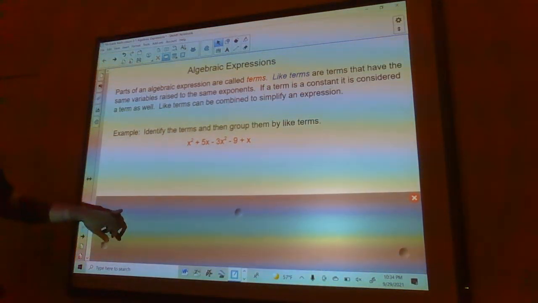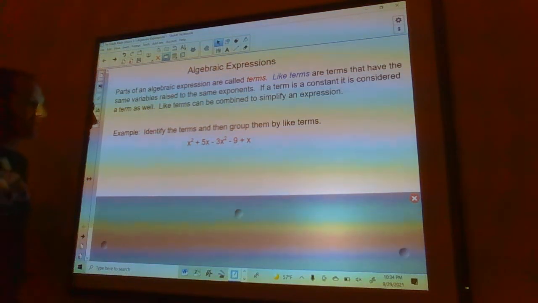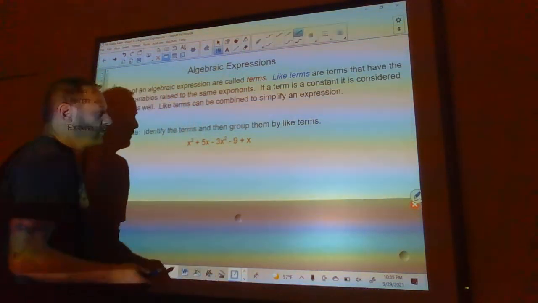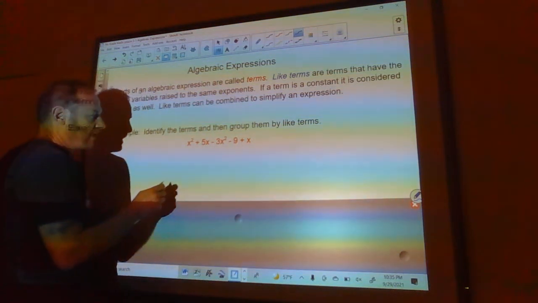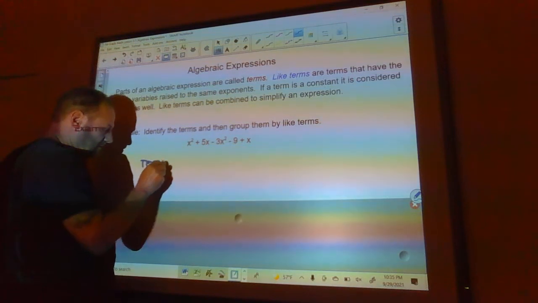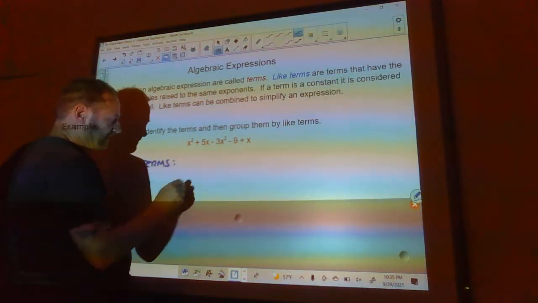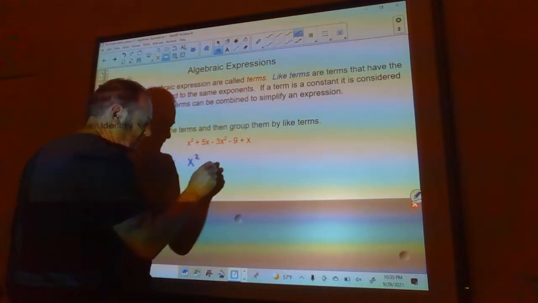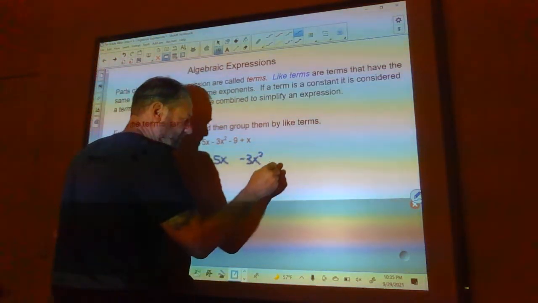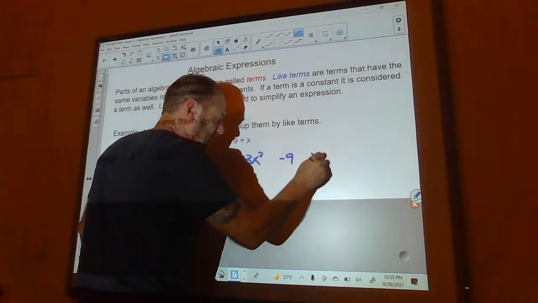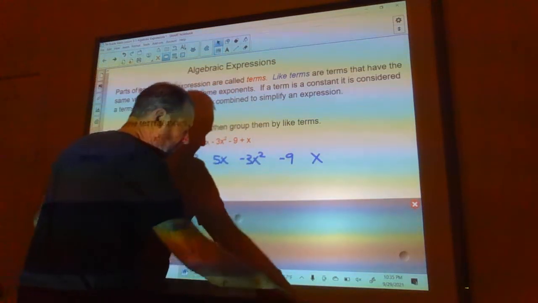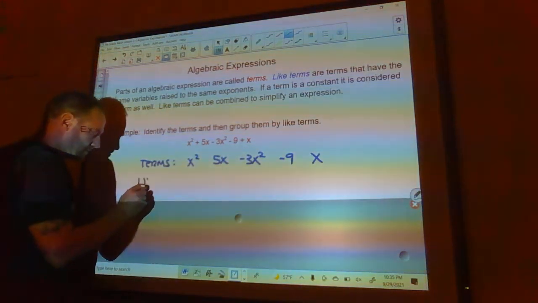So in this problem here, we're going to identify the terms and then group them by like terms. So if we just write out terms, there's actually 5. There's x squared. There's 5x. There's negative 3x squared. There's negative 9, and there's x.